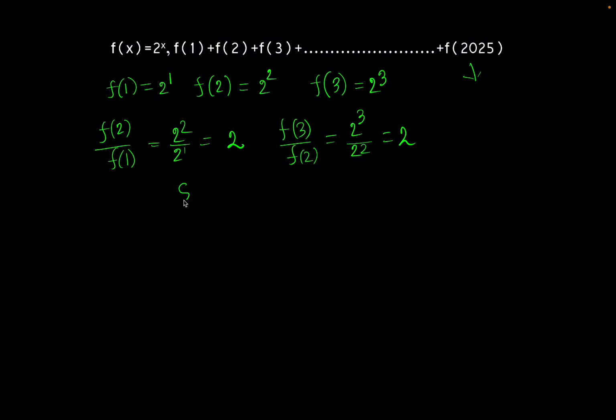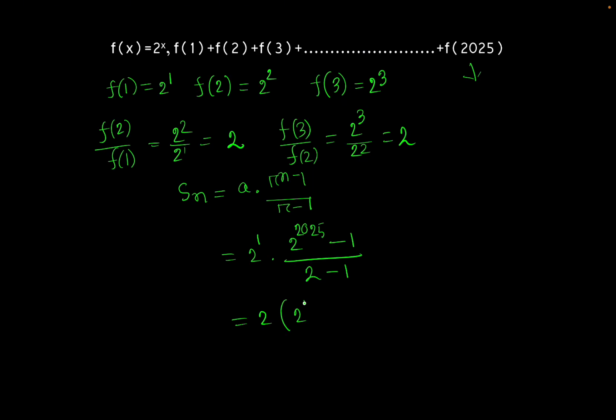So the equation is Sn is equal to a into r to the power n minus 1 by r minus 1, and a is the first term, that is f1, so f1 is 2 to the power 1, and r is the ratio, that's 2, n is the total terms, that's 2025, because from 1 to 2025 there are 2025 terms, so it will be 2 to the power 2025 minus 1 divided by 2 minus 1, so it will be 2 into 2 to the power 2025 minus 1, and this is our answer.